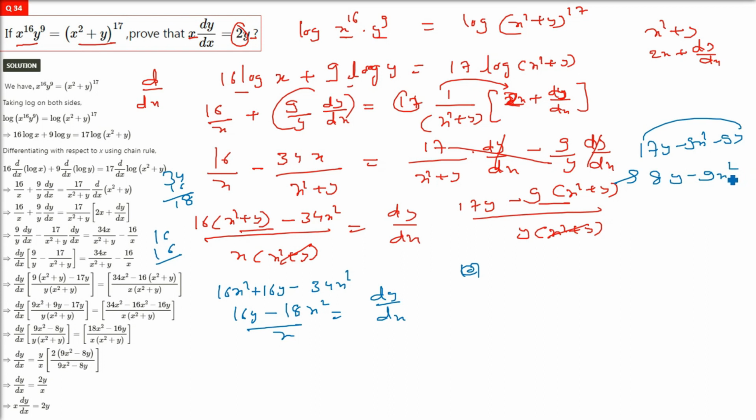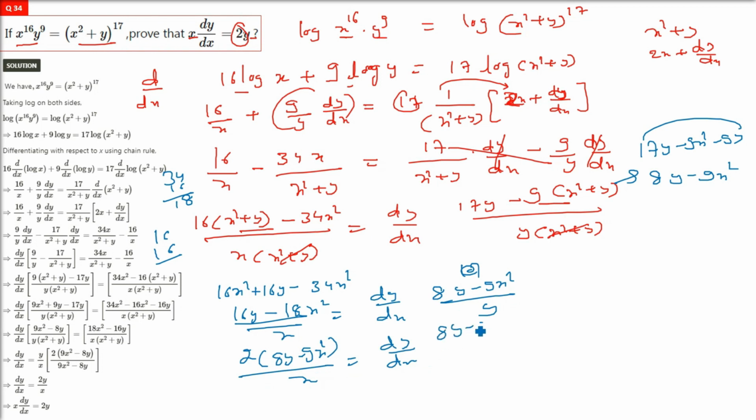Now what do you get in the numerator? 8y minus 9x square. And this is nothing but 2 into 8y minus 9x square, which is actually 16y minus 18x square. So if you take 2 common from the numerator on the left hand side, it is twice of 8y minus 9x square divided by x, dy by dx. 8y minus 9x square divided by y. The numerator gets cancelled because we have 8y minus 9x square here. 2 by x here, dy by dx.